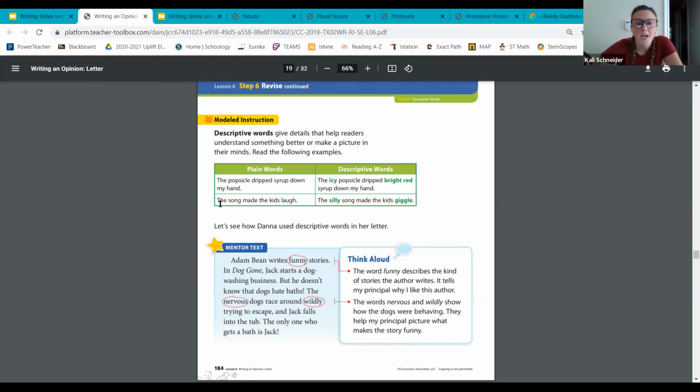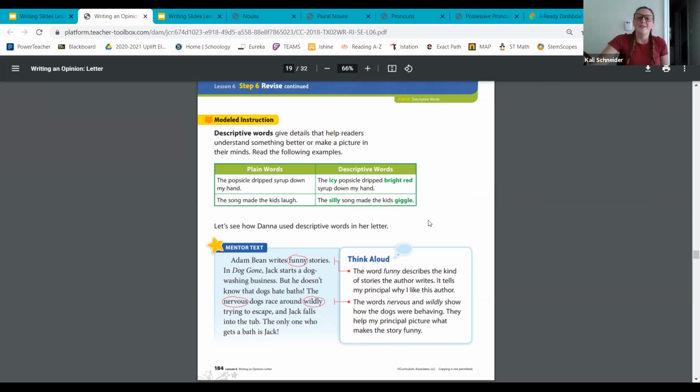All right, let's read the next one. The song made the kids laugh. Okay, well, I can see the kids laughing, but let's see with some salsa words. The silly song made the kids giggle. So now I understand what kind of a song it was. And they're not just laughing like, ha, ha, ha. They're giggling like, hee, hee, hee, hee, hee. So they're giggling at the funny story.